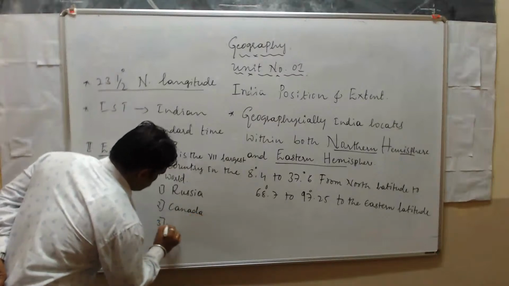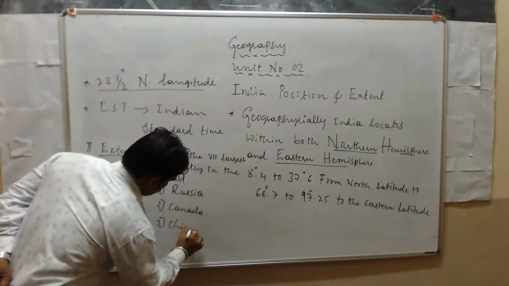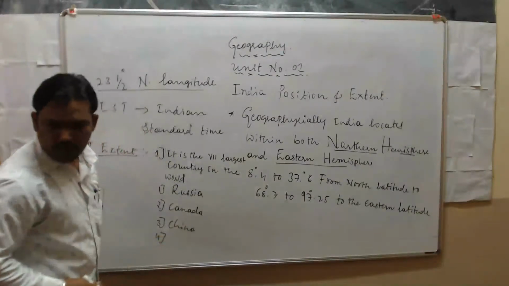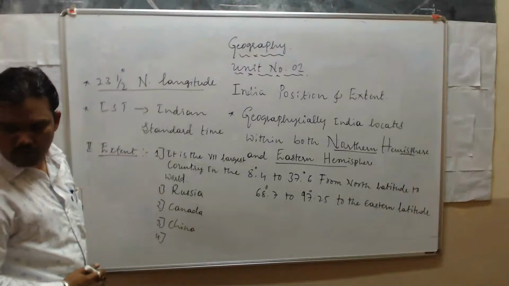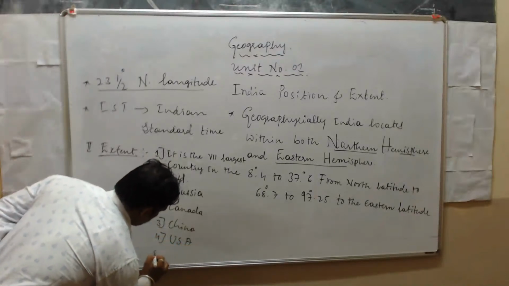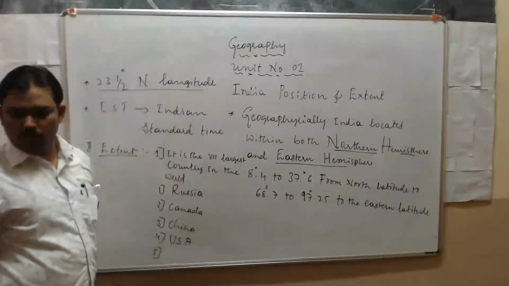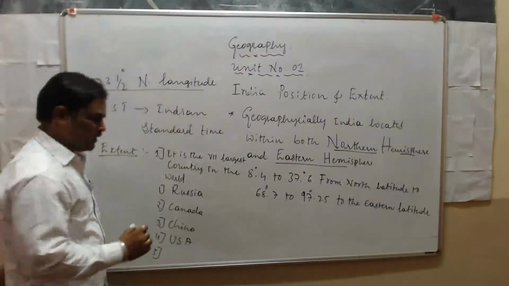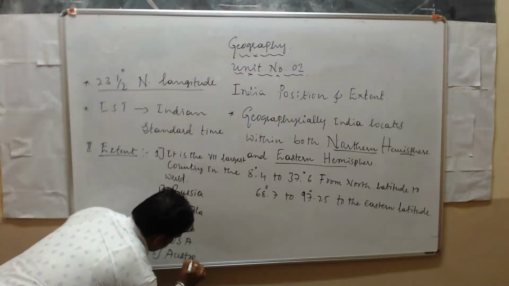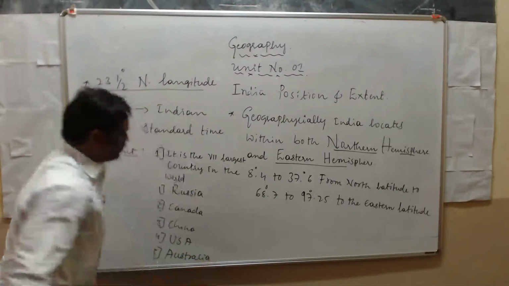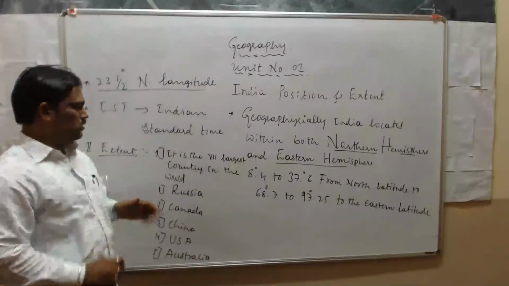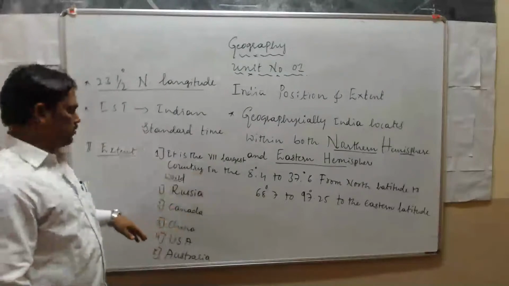Third one, China. Fourth one, America or USA. Fifth one, Australia. These are the five largest countries in the world, geographically.